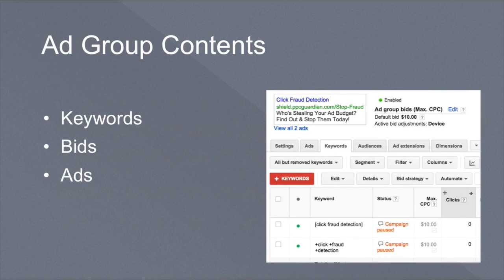So just to recap, an ad group will contain keywords, bids, ads. It will also contain something called extensions. And it will also have additional settings over and above those that you have at the campaign level. So it has lots of good stuff in there.